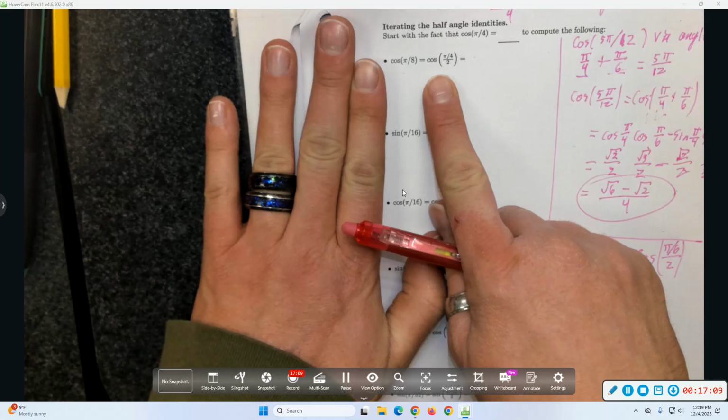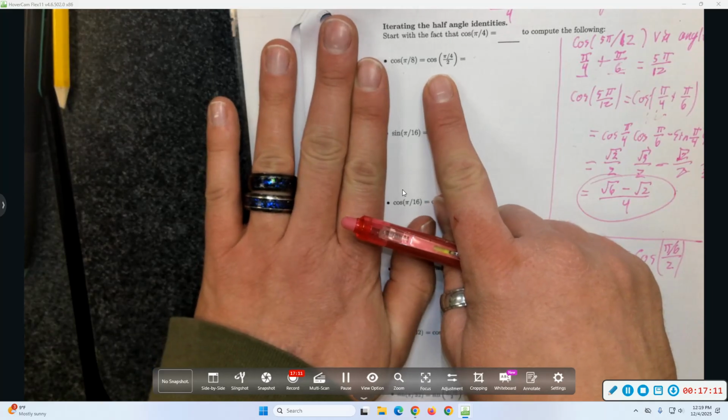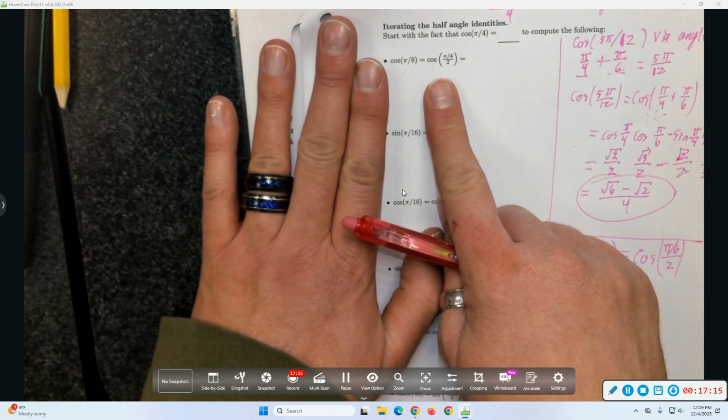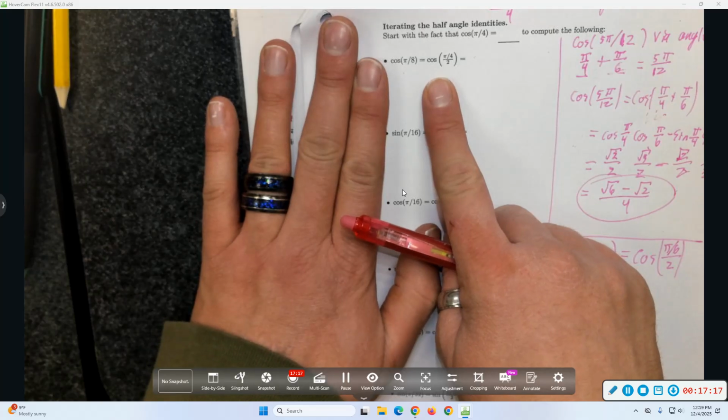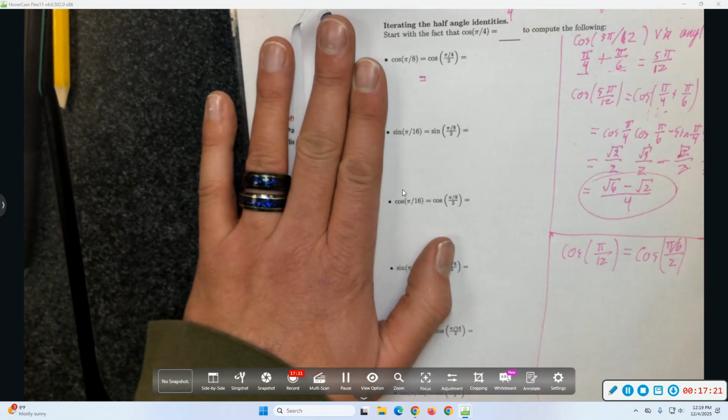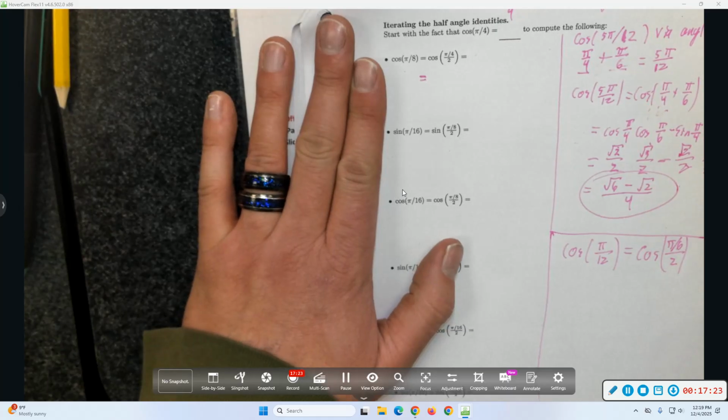Well, I think we have time to do this then. Let's proceed and tell a bit of a story that you can tell once you have half angles. So let's start with this. We computed this, I think, on the previous page. What's the cosine of pi over 8?